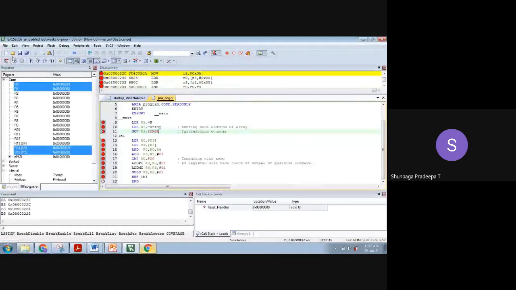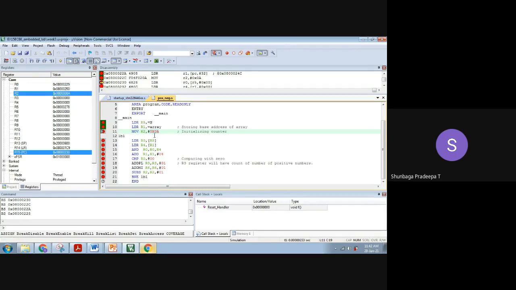So first, what we are doing: R5 is loaded with the base address of the N value, and R1 is loaded with the base address of the array. So the array is now at this base address location. Next, we are moving hex 0A into R2. So R2 is moved with hex 0A.